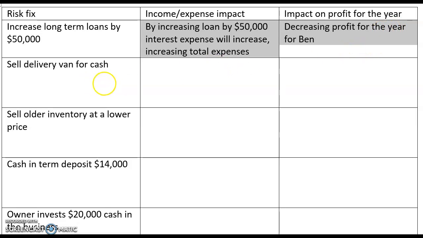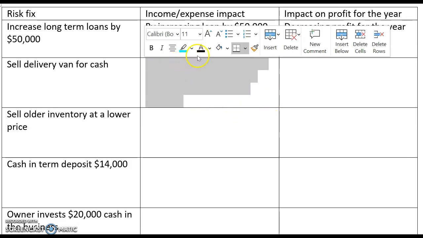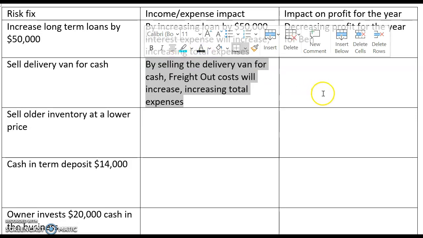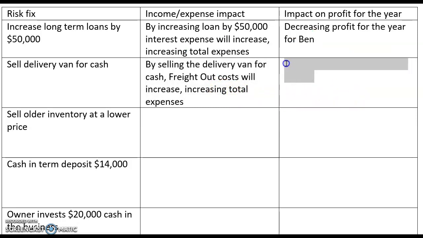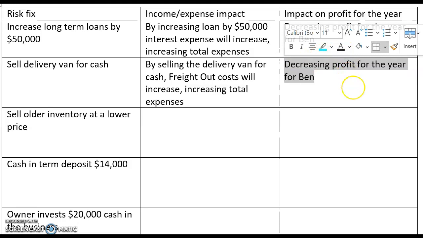If we sell our delivery van for cash, we've got money coming in, increasing bank, increasing our current and liquid assets, increasing that ratio, making that safe. But the problem with that is that we no longer have a delivery van. So by no longer having a delivery van, freight out costs will increase, therefore increasing total expenses. And if we increase total expenses, that is going to decrease the profit again for Ben.